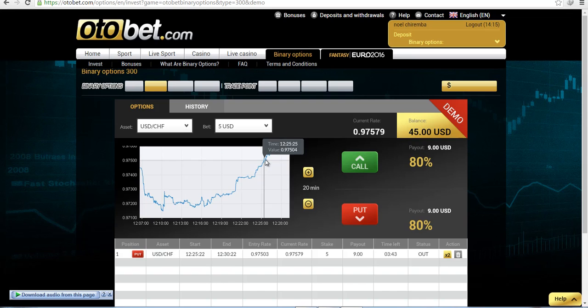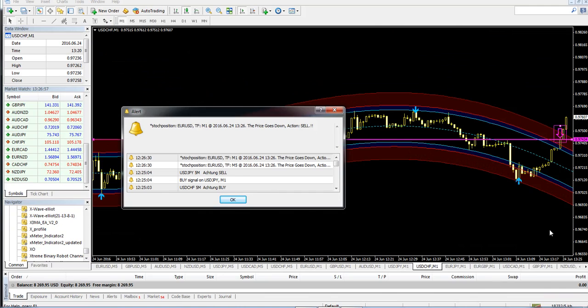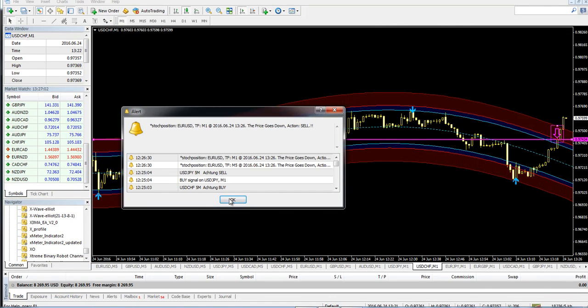97504, which was our entry. Actually 503, that's our entry. So right now it's 618, which is above our entry. It has to come back down. It keeps on going up. So the key thing about this strategy is not to panic.